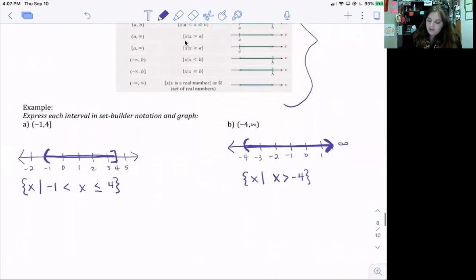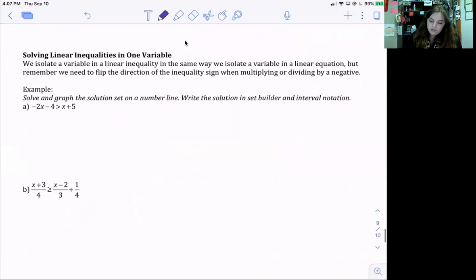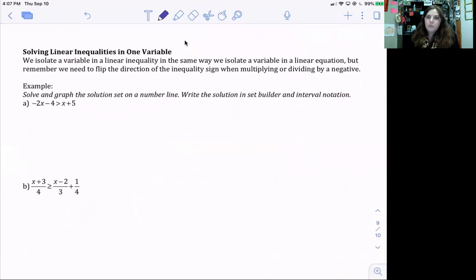All right, so now if we apply that, solving linear inequalities in one variable. The thing to make sure we remember is that if we multiply or divide by a negative, we need to flip the direction of the inequality sign. That's the most common mistake.